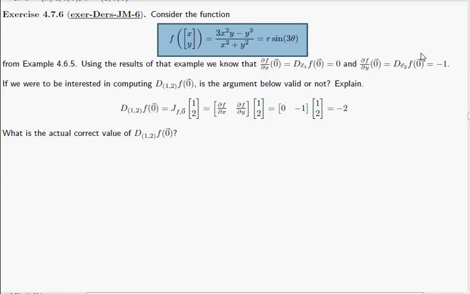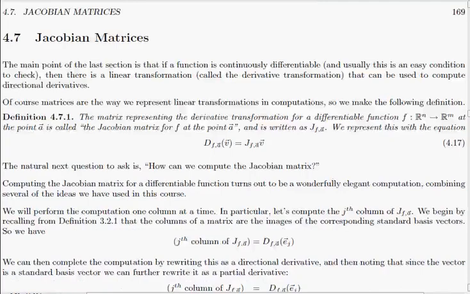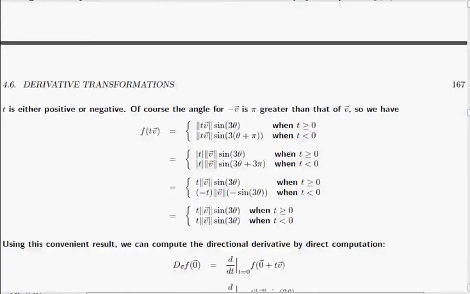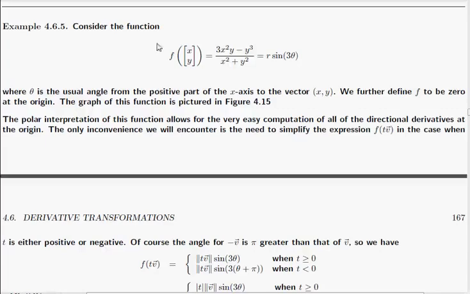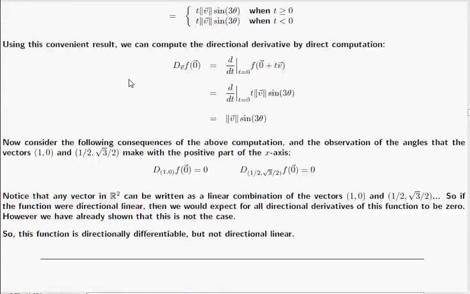And we talked about that a ways back. Let me just go back to show you what to read here. So, here it is. That's that function, right? And if you make your way through this example, what you find is that this function is not directionally linear. Right, so I'm going to let you guys read this example.